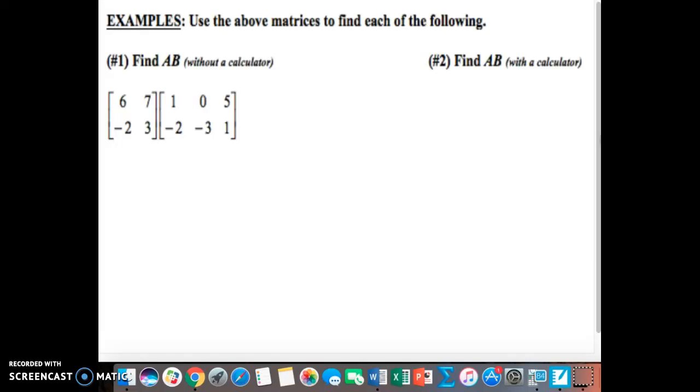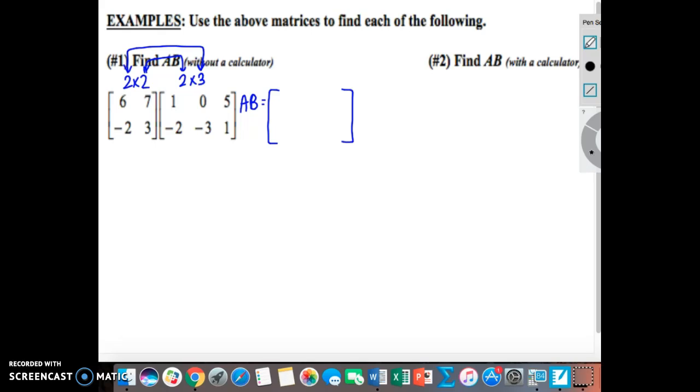Using the same matrices that are listed on the top of your paper, it asks us to find A times B, first without a calculator. So notice that A is a 2 by 2 and B is a 2 by 3. Since these two numbers are the same, we know that AB will end up being a 2 by 3 matrix. So I'm going to give myself enough room to write 6 total numbers in that matrix. 2 by 3.